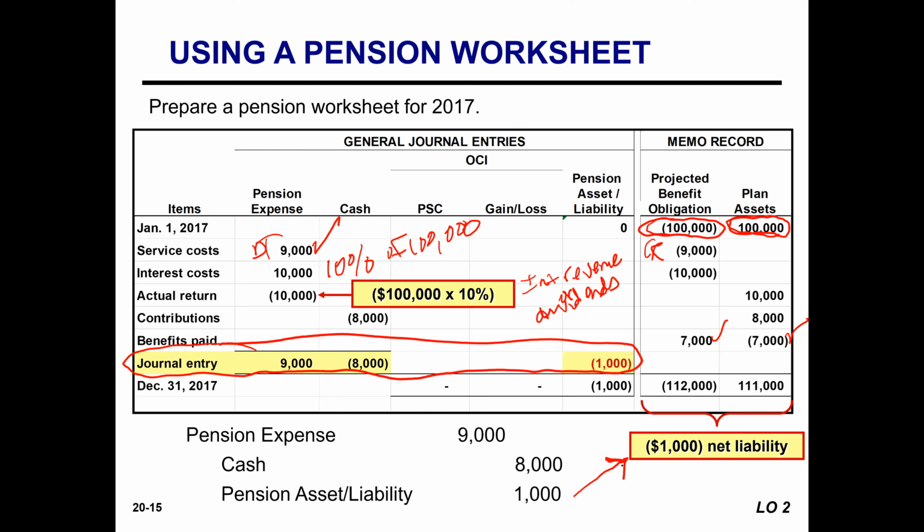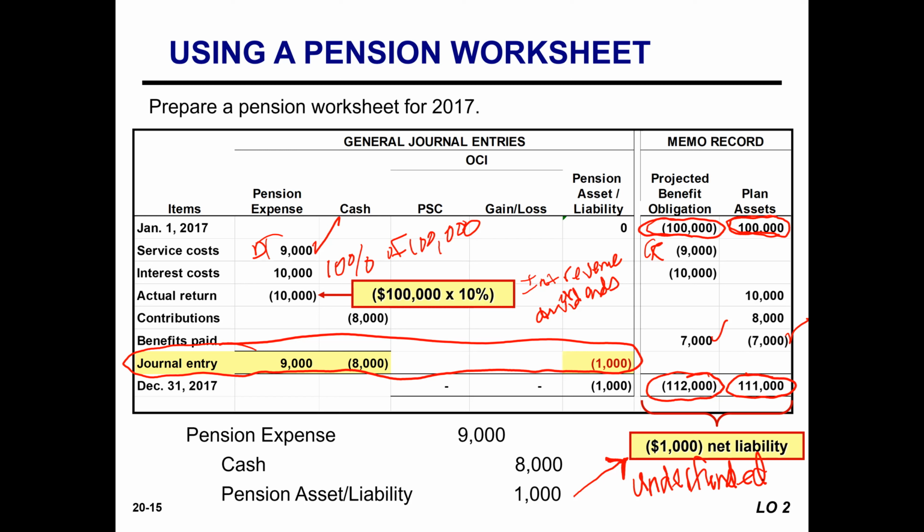That's our net liability. At the end of the year, December 31, 2017, we've got plan assets of 111,000, but the projected benefit obligation is 112,000. So we are underfunded in this example by $1,000, right? Okay, not too bad though. I'm going to put some of these in Excel and we're going to get practice with them in class together.